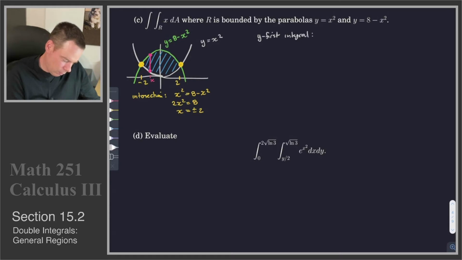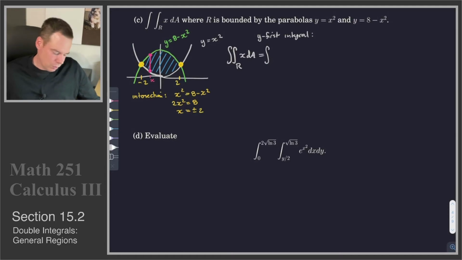So there's our y first integral. Maybe I'll write it like this first of all: the integral over the region R of x dA. That's the general way we can write the integral. Now the specifics in terms of how we are going to calculate it: we are doing a y first integral, so it's the integral of x dy dx.